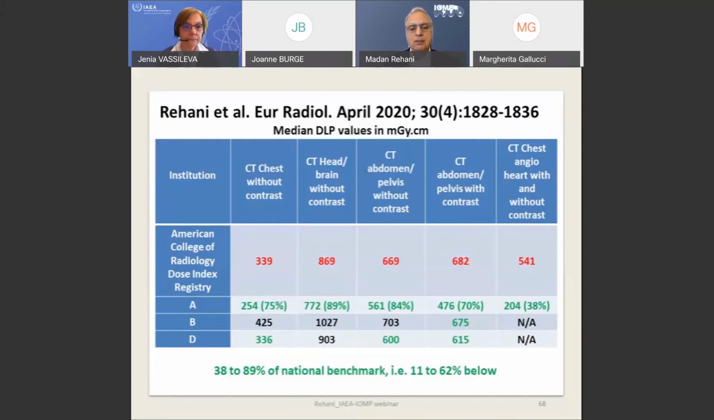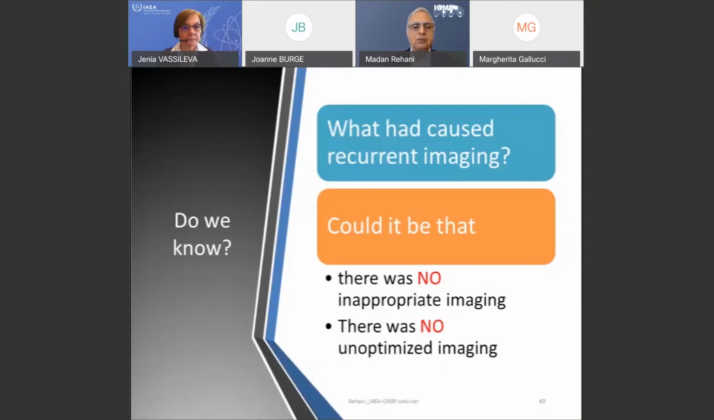So with optimization it becomes clear that our values are 75% in this, 89, 84, this, and here only 38% of the national benchmark. So one third of the value for CT angio. For other hospitals, of course, in some they were higher. So at least there is a way now to find out if the optimization is good or not good.